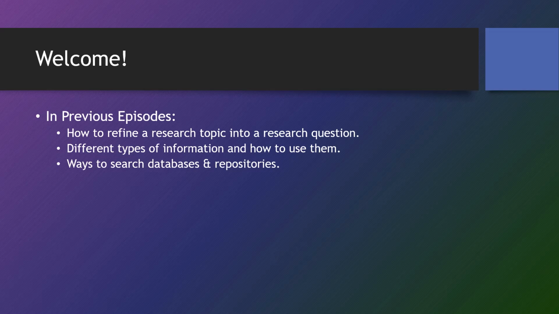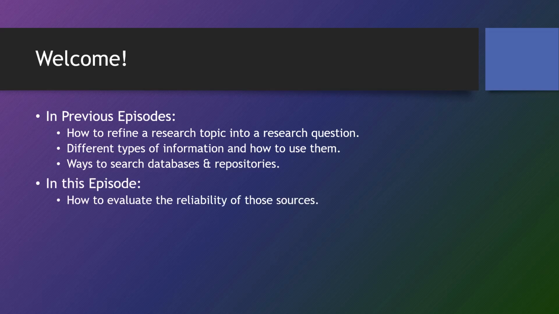In the previous episodes, we've covered how to refine a research topic into a research question, the different types of information and how you can use them for research, and ways to query research databases and repositories to access the sources you need. In this segment, we're going to talk about how to evaluate the reliability of those sources.